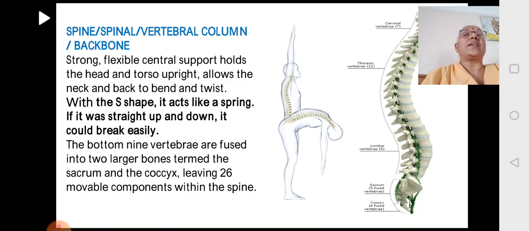The spine has an S shape and it acts like a spring, and you can bend and go back straight. You can bend up and down without the bone breaking. That is because of the flexible nature of the bone. The last part of the spinal canal is made up of 9 vertebrae which are fused to form 2 bones. One is called the sacrum and the other one is called the coccyx, and the remaining 24, as I already told, are movable parts of the spine.